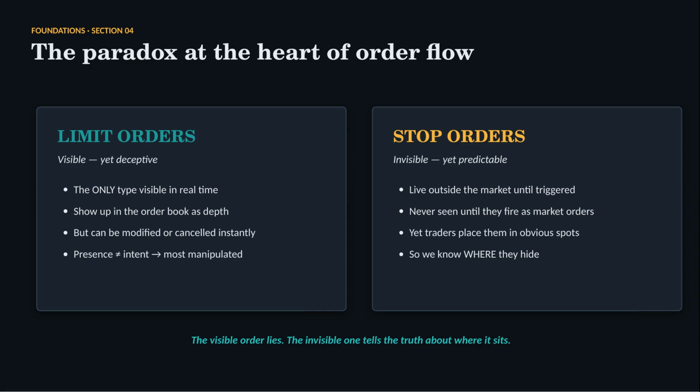Here's the paradox that trips up almost everyone. Limit orders are the only order type you can actually see in real time. They show up as depth in the book, but they're deceptive because they can be modified or cancelled in a millisecond. Presence isn't intent. Meanwhile, stop orders are invisible, you never see them until they fire. But traders place them in obvious, predictable spots, just past the swing highs and lows. So the visible order lies to you, and the invisible one tells you exactly where it's hiding.